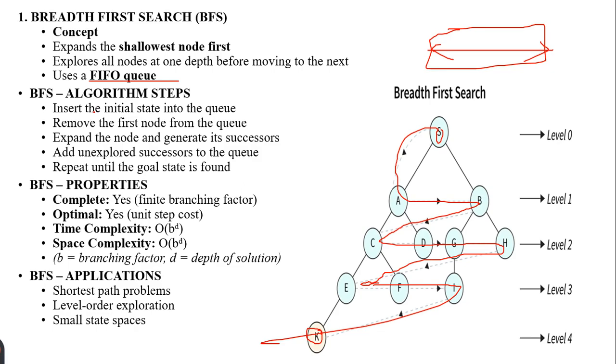BFS algorithm steps are: insert the initial state into the queue, remove the first node from the queue, expand the node and generate its successors, add unexplored successors to the queue, and repeat until the goal is found. What are the properties of BFS? It is complete, yes, and optimal, yes. Time complexity is order of b^d, and state space is order of b^d. Here b is the branching factor and d is the depth of the solution.